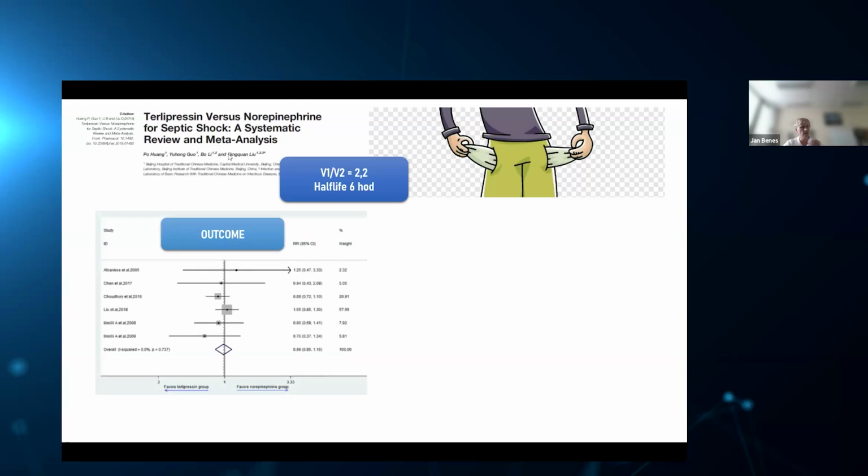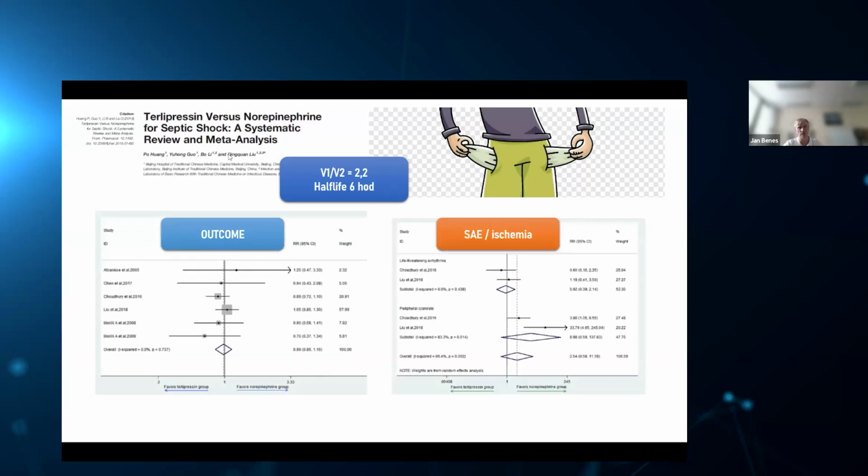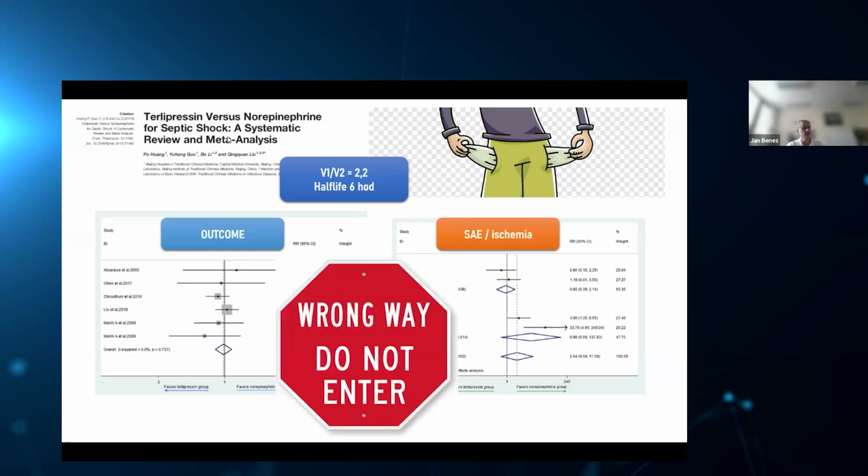And this is translated into outcomes. So the outcomes of terlipressin are basically very similar to vasopressin if you titrate, but it's very difficult to titrate something which has a 6 hours half-life, and therefore there is a much higher risk of ischemia as in severe adverse events, and definitely this is something we should not use if we have vasopressin at hand.